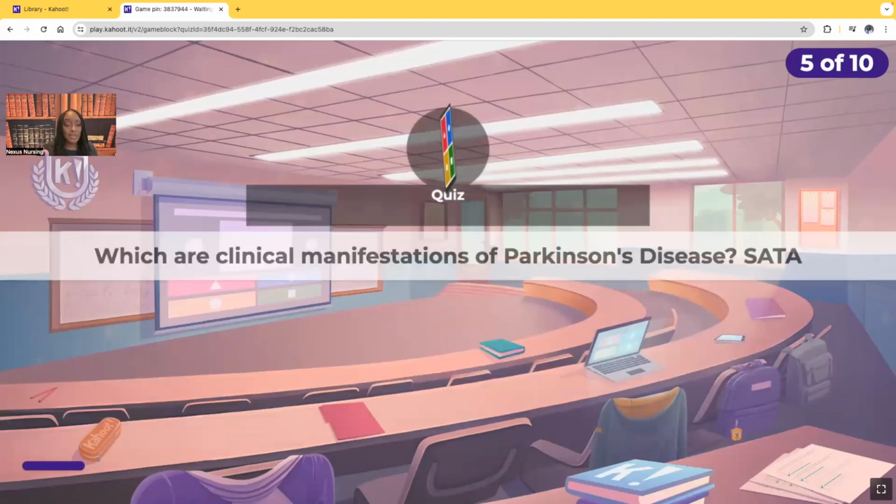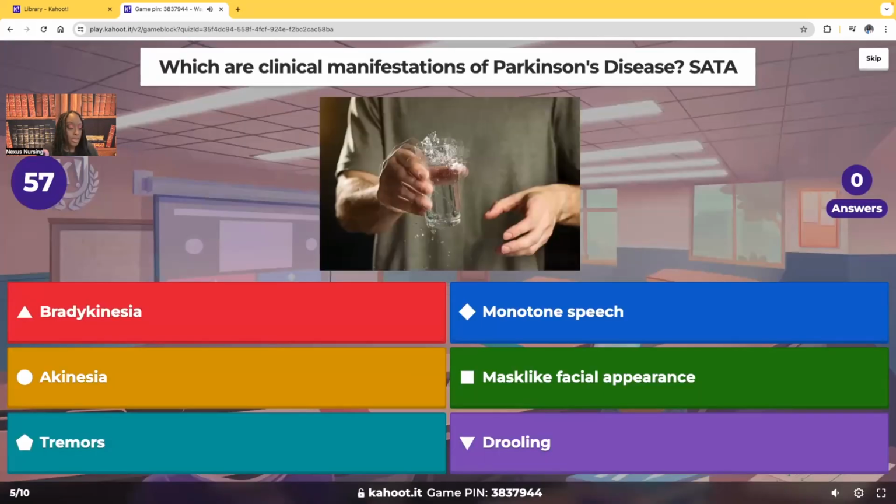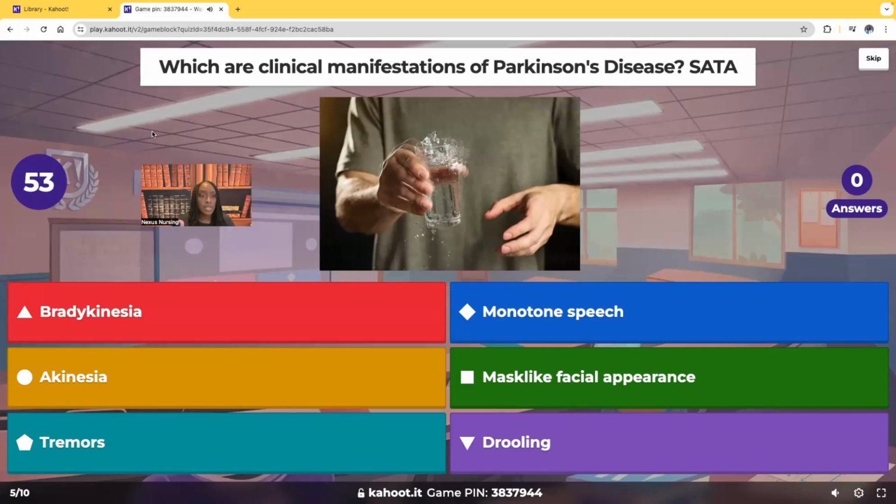All right, select all that apply. Which are clinical manifestations of Parkinson's disease? Select all that apply. When I say clinical manifestations, I'm talking about signs and symptoms. And don't forget, how do you treat select all that apply? You treat them as true or false. What do you guys think?